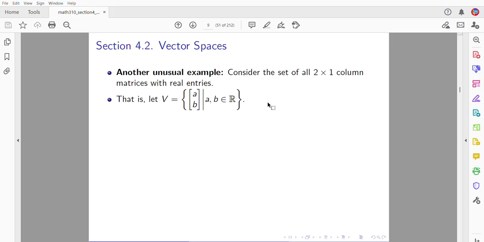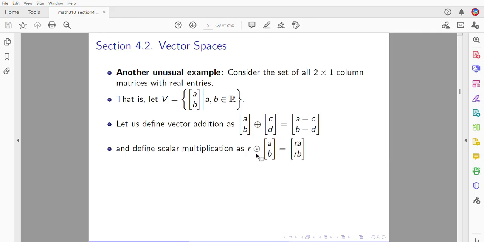Let us define vector addition as vector (a, b) ⊕ vector (c, d) is the vector given by (a − c, b − d). Let us define scalar multiplication as r ⊙ vector (a, b) to be (ra, rb), where r is any real number and vector (a, b) is any, that symbol means belongs to V. So any vector from the set V.